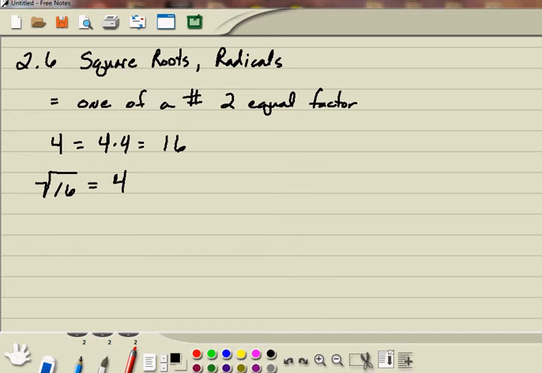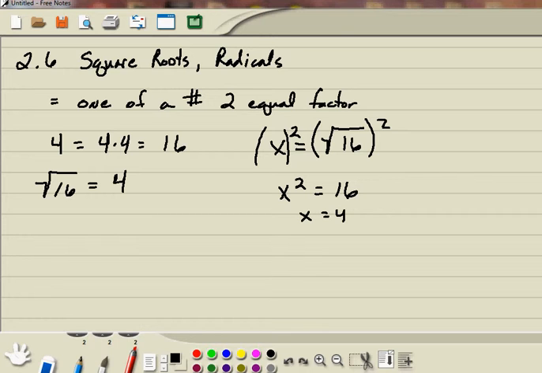Now, as you get up to the advanced classes, you'll find out that when we're trying to eliminate the square root symbol, let's say x equals the square root of 16. Well, how do I get rid of the doghouse so that it's not under there anymore? The way we do that is we end up squaring both sides. That will eliminate the doghouse and give me x squared equals 16. And then we know that x equals 4.